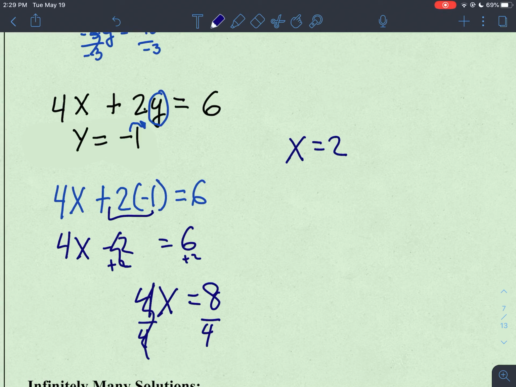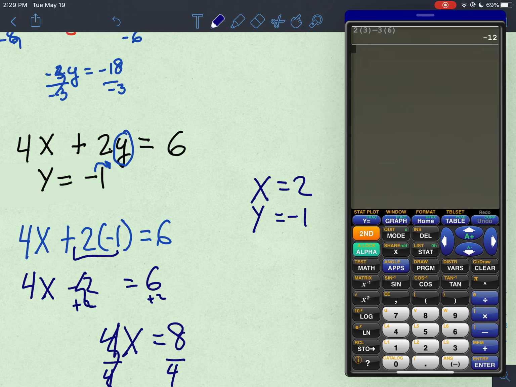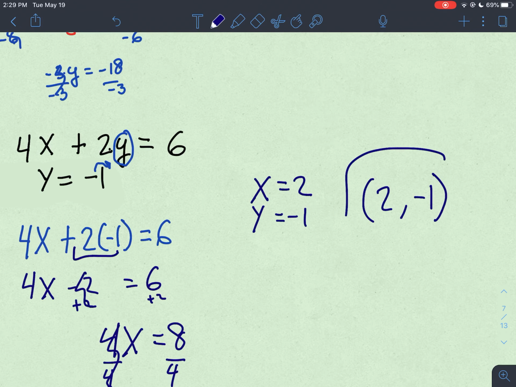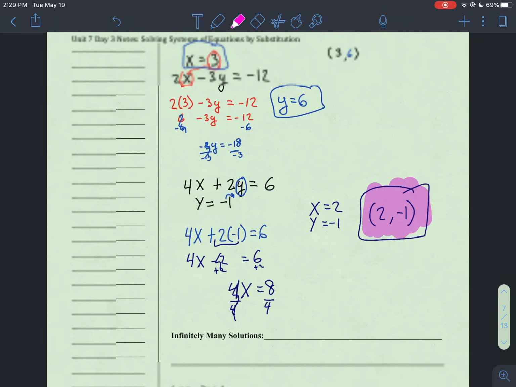X equals 2 and y equals negative 1. Now, I know that, so I can go ahead and put those in the ordered pair. Remember, x always comes first. So that's going to be my ordered pair. We can verify that this checks out by plugging it in the equation. So let's pull up our calculator. I know that I have 4 times x, which is 2, plus 2 times y, which is negative 1. And when I hit enter here, it should be 6. And it is. So we know that that checks out, and we know that this is going to end up being our solution. So 2, negative 1.